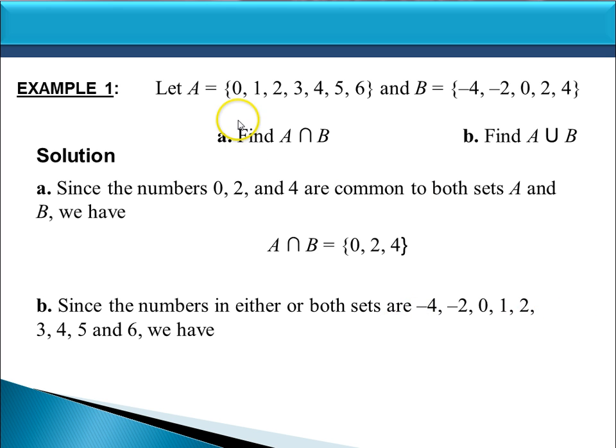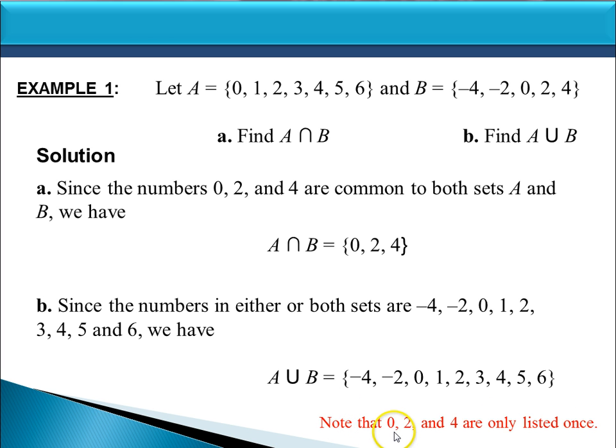And notice that we have listed all the elements that are either in A or in B, and also including the ones that are in both of them as well. And this is the set that we obtained. So this is the union of A and B. And note that those numbers that they have in common, the 0, 2, and 4, even though they're both in set A and set B, we're only going to list them once when we list all those elements that are in the union.